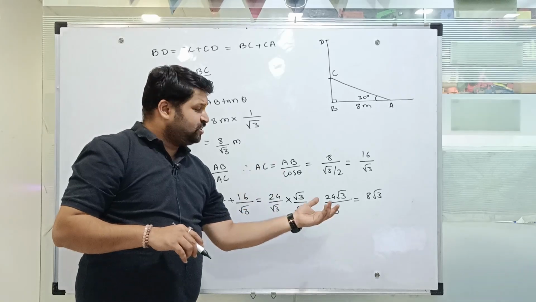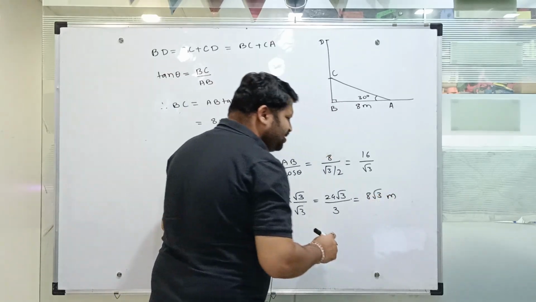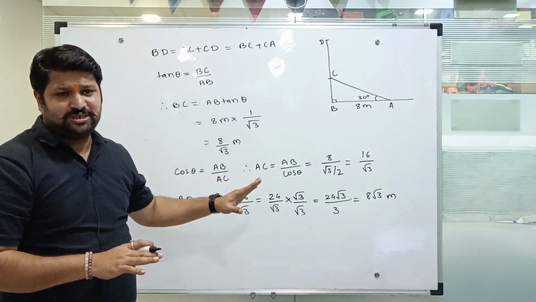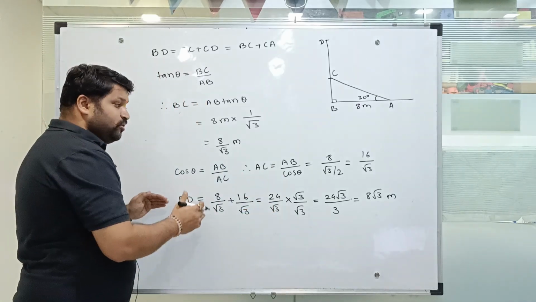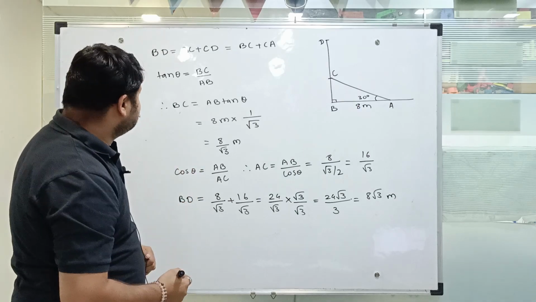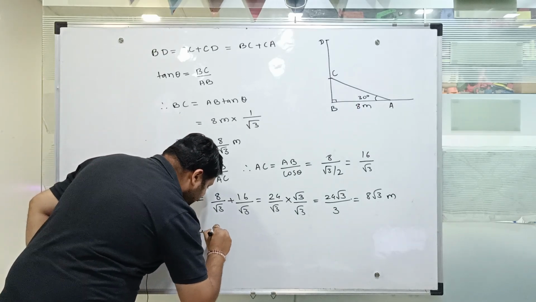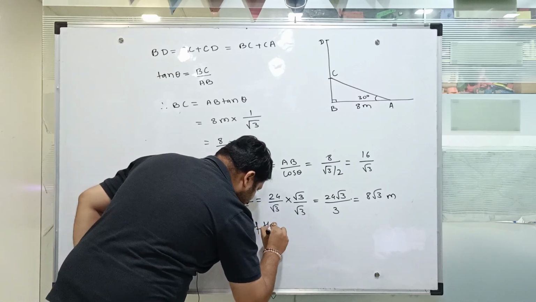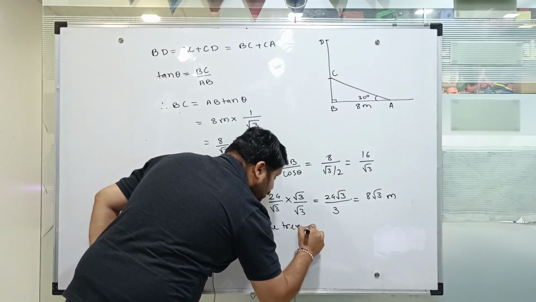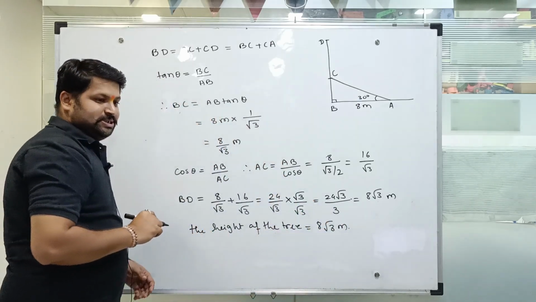This can further be solved by taking the value of root 3. However, for CBSE this is a good enough answer. So now we'll complete the answer by saying that the height of the tree is equal to 8 root 3 meters.